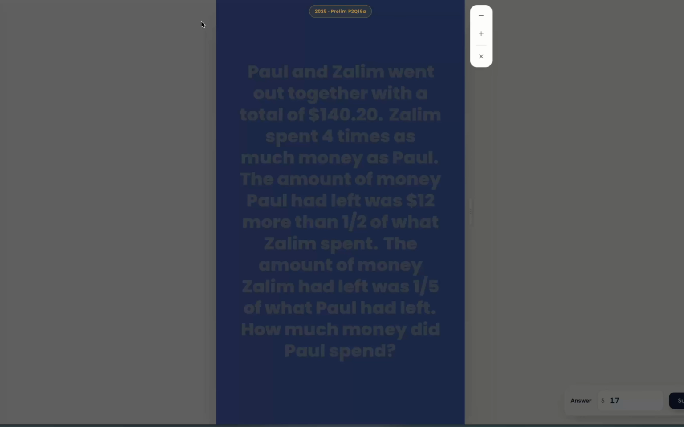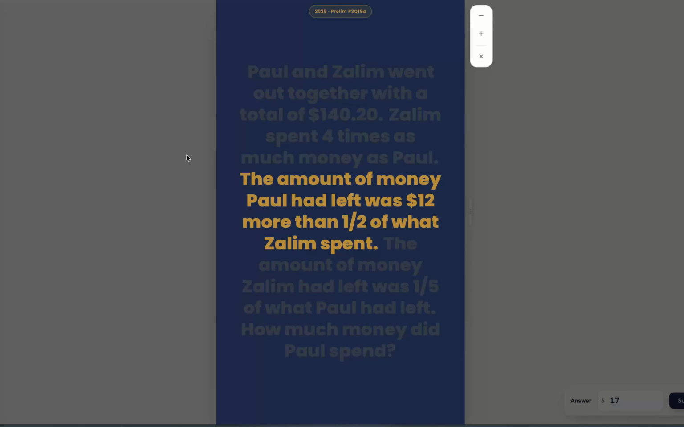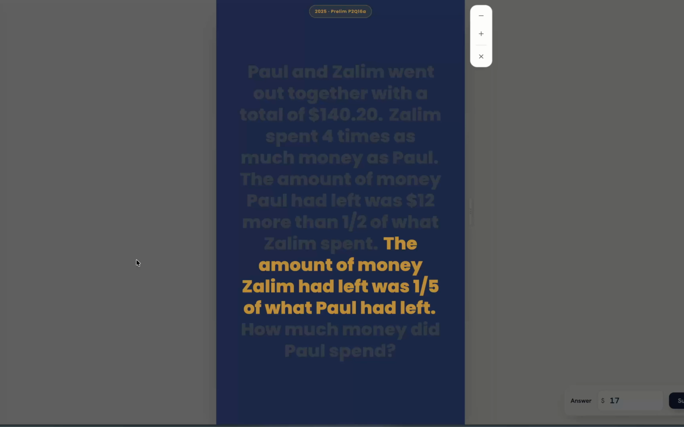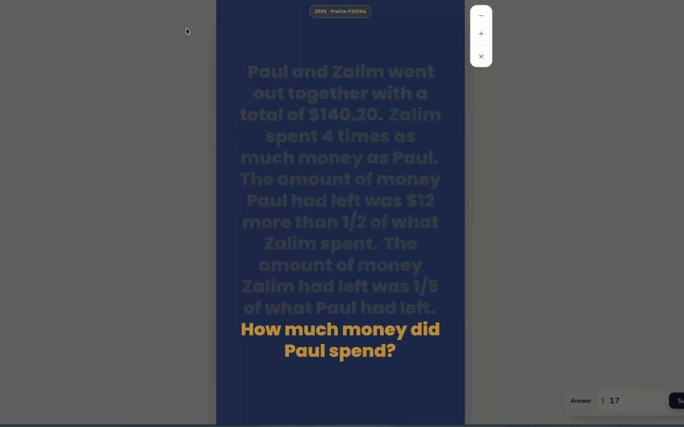Question 16 part A. Paul and Zalim went out together with a total of $140.20. Zalim spent 4 times as much money as Paul. The amount of money Paul had left was $12 more than half of what Zalim spent. The amount of money Zalim had left was 1/5 of what Paul had left. How much money did Paul spend?